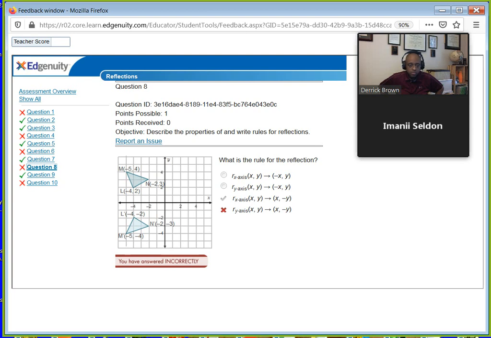Okay, that makes sense. Well, you chose the one with the right coordinates. Now you just chose the one that said reflection about the y-axis. Yeah, the reflection of the y-axis. It's actually about the x-axis. So that works out. Okay.